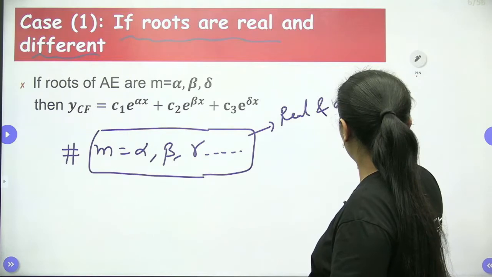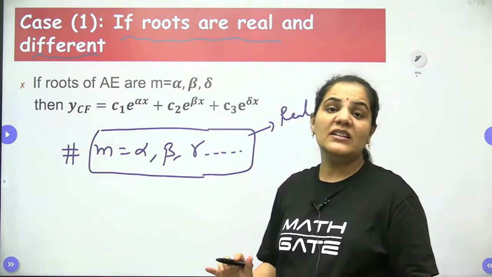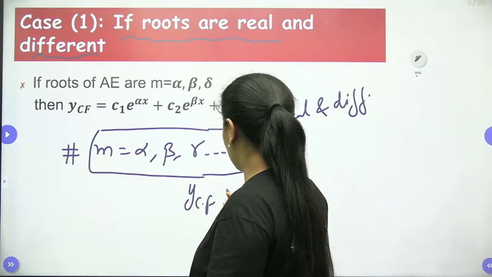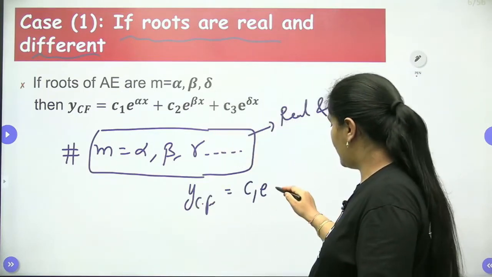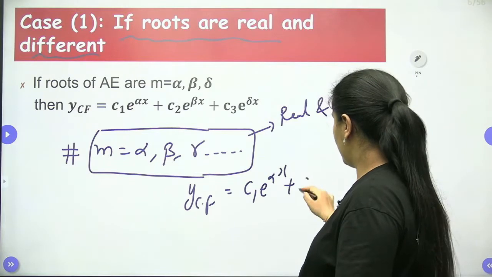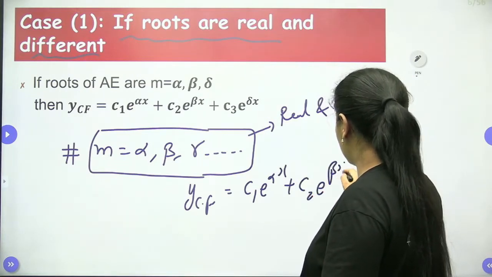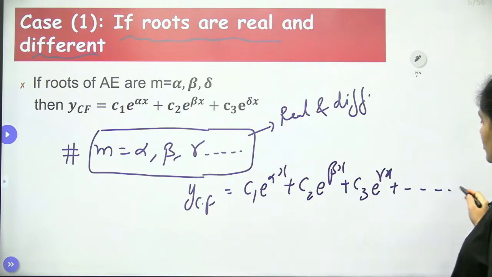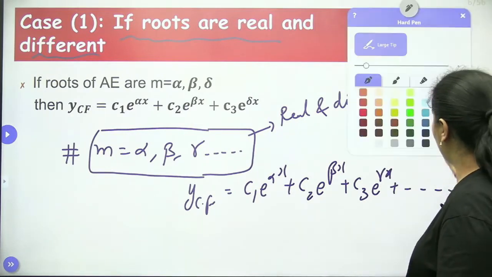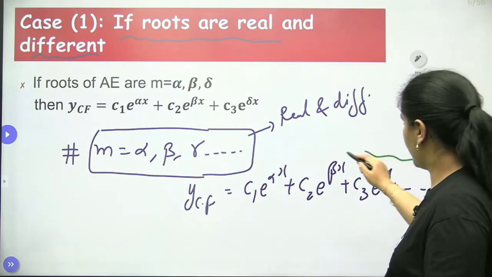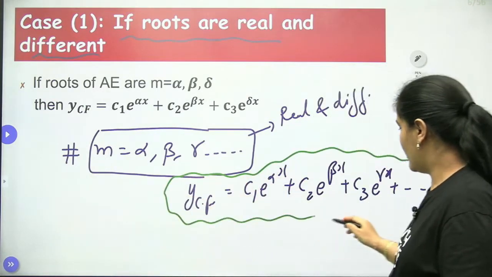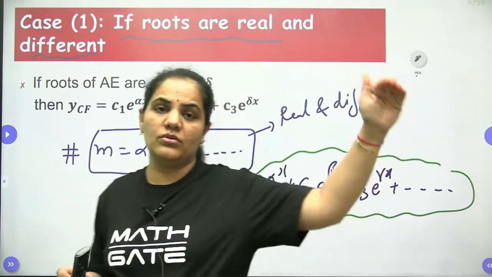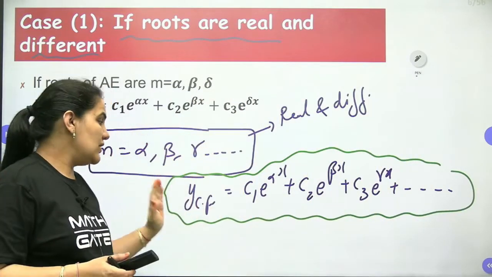So when the roots are real and different, what will be the CF, or the complementary function, dear students? You will write y CF equals C1 e to the power alpha x plus C2 e to the power beta x plus C3 e to the power gamma x and so on. Whatever the number of roots you have, you can approach like this. Suppose you have 3 roots, you can approach like this. If you have more than 3 roots, you can go on so on. This will be the process.